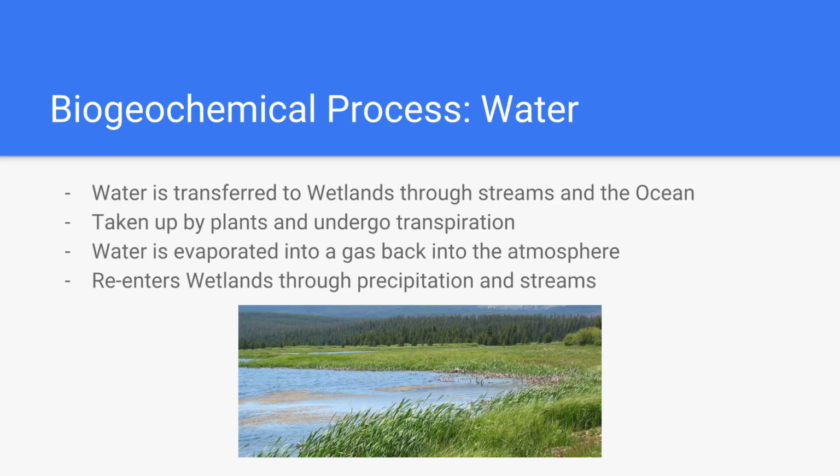In the wetland environment, the biogeochemical process of the water cycle plays an essential role in creating and maintaining the habitat of the wetland. The water enters the wetland through streams and the ocean, and is taken up by the plants to undergo transpiration, where it evaporates into the atmosphere. Once it is evaporated into the atmosphere, it can re-enter the wetlands through precipitation or through the streams. This constant cycle creates a lot of saturation and a very heavy and dense water environment for all of the creatures that live in the wetland and estuary environments.